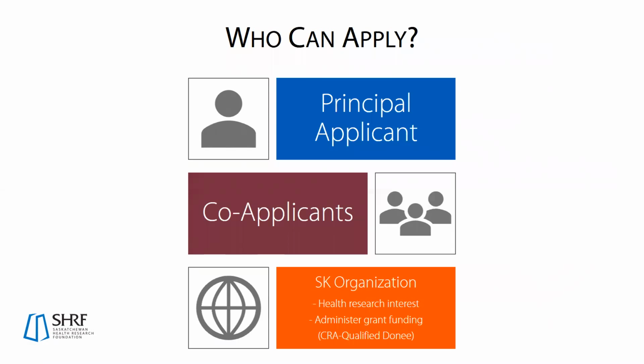But then you also might be applying with co-applicants. We really want to see that with the Research Connections. And those individuals may have specific roles. Maybe they might actually be filling in the reporting for you because they might have certain knowledge. And that's fine, but it's the principal applicant who will be that main contact and who's mainly responsible when it comes to the grant. And then we also identify the Saskatchewan organization.